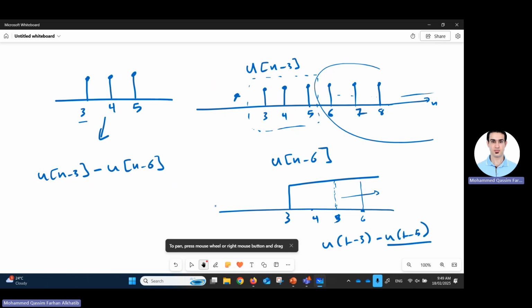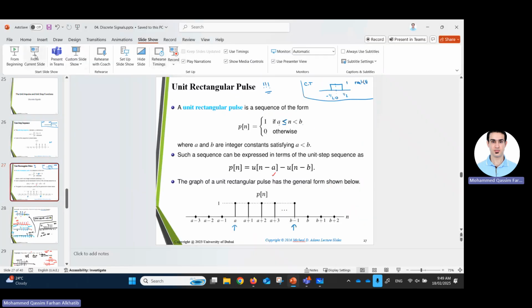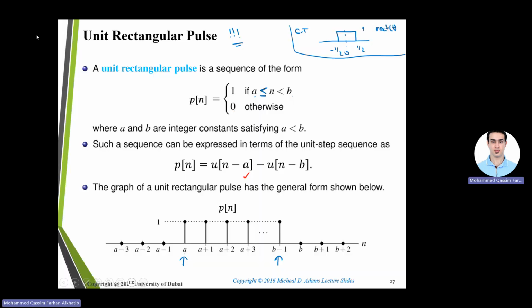So notice the difference between discrete and continuous. In continuous, I put the exact values. In discrete, I have to take into account that the last sample is still there. I don't want to eliminate it. Is it clear? All right. So that's how to represent a rectangular sequence, a rectangular pulse, sorry.